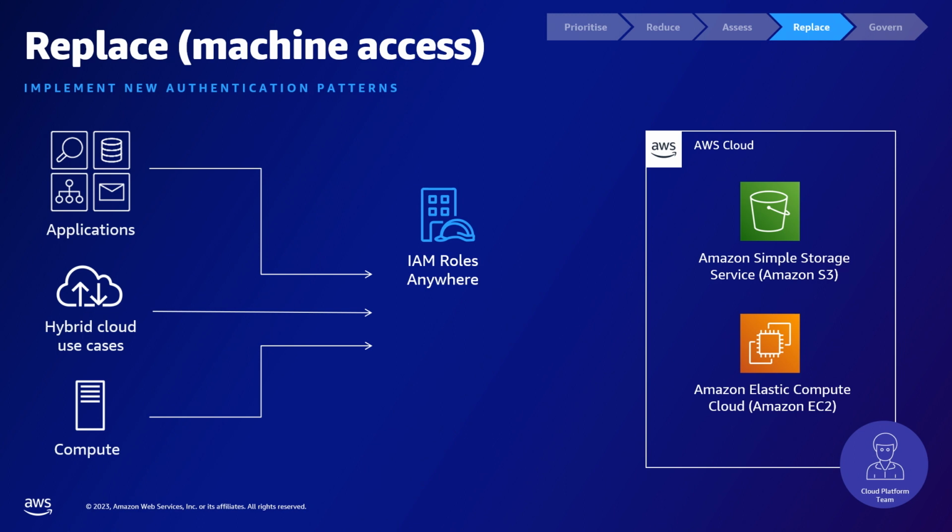IAM Roles Anywhere, an extension to IAM roles that uses public key infrastructure to gain access to AWS. To make this viable, your workloads need to be using X.509 certificates that have been issued by your certificate authority. This certificate authority is then used as a trust anchor with IAM Roles Anywhere. This can also be used with AWS Private Certificate Authority.